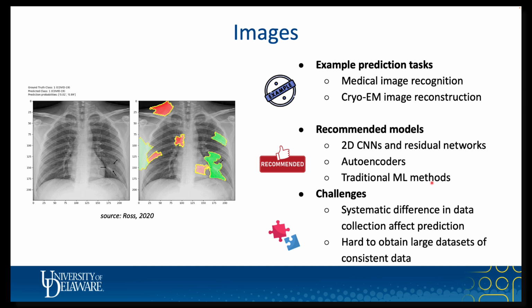Some of the challenges here involve systematic differences in data collection, included but not limited to variations in imaging devices, the type of machines, the difference in the resolution, sensitivity, and calibration between devices, in the protocols for data acquisition, and so on. This systematic difference introduces bias and reduces generalization of the model. There's also the issue of hard-to-obtain large data sets of consistent data in some cases.